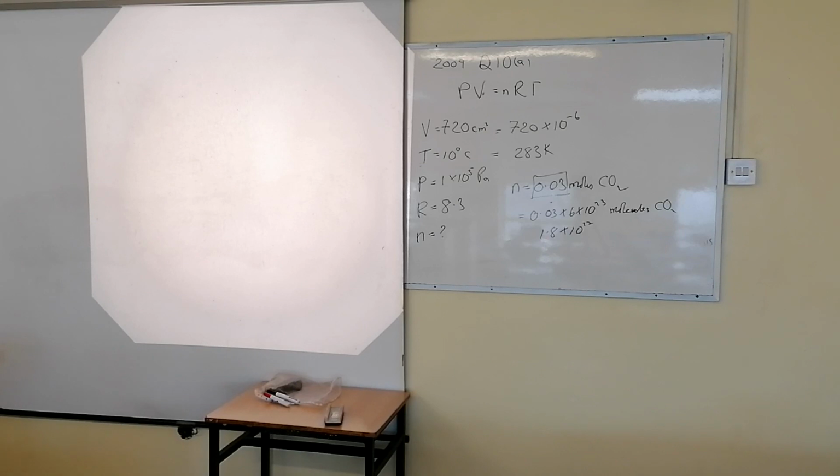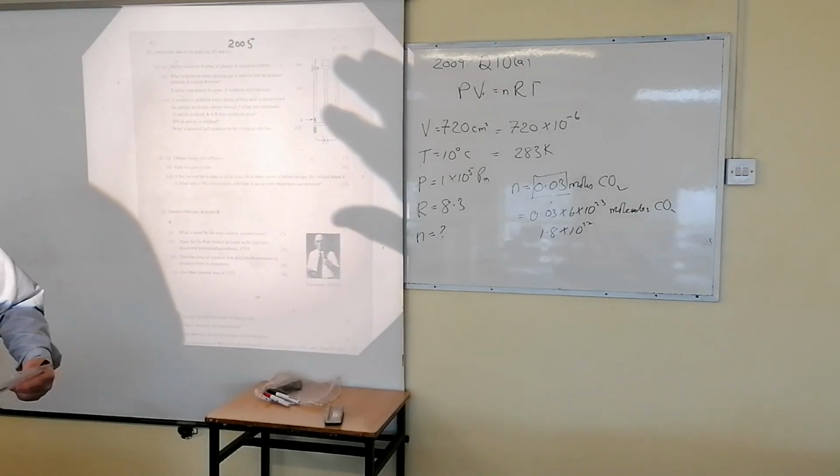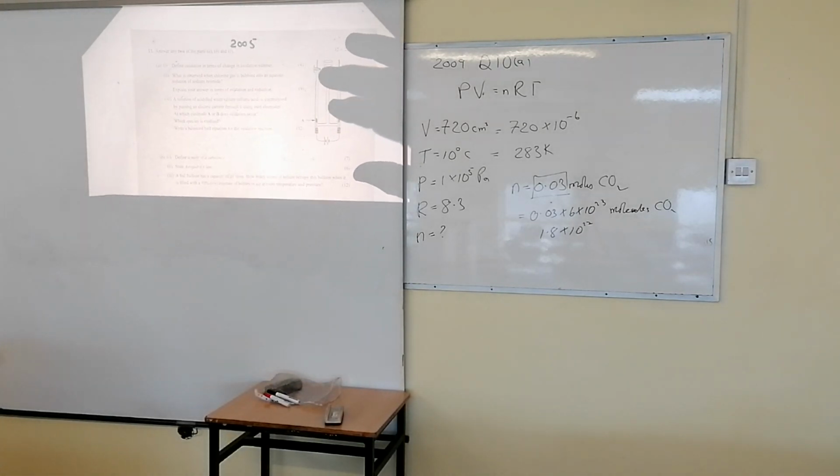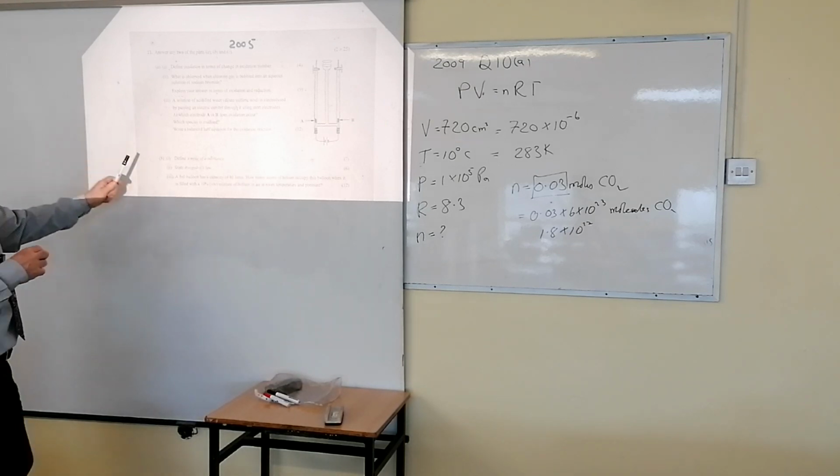The next question I'm looking at is 2005. Now, these will be reasonably straightforward. You won't have any issues with them, but I need you to see the extent to which they are being examined. Okay? The extent to which they're being examined. Now, I'm looking at 2005, question 11b.